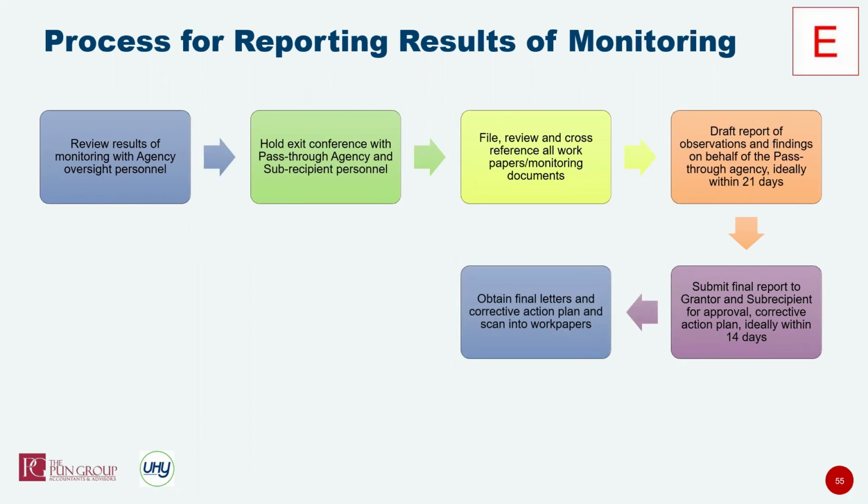And so the final letter actually will go out on the pass-through agency letterhead. And the corrective action plan will usually come back in on the subrecipient or vendor's letterhead. We usually get those final letters and scan those into our electronic working paper file, so we have a complete record of final decisions on those findings and time frame.